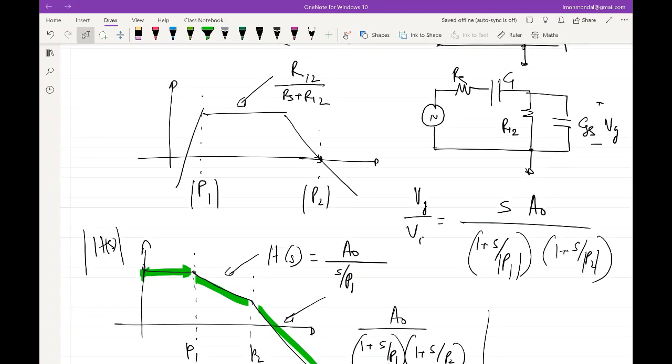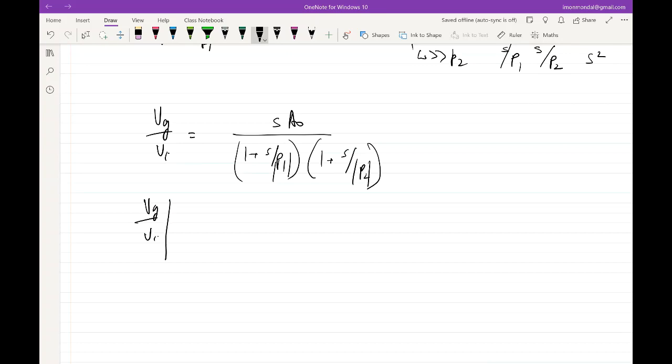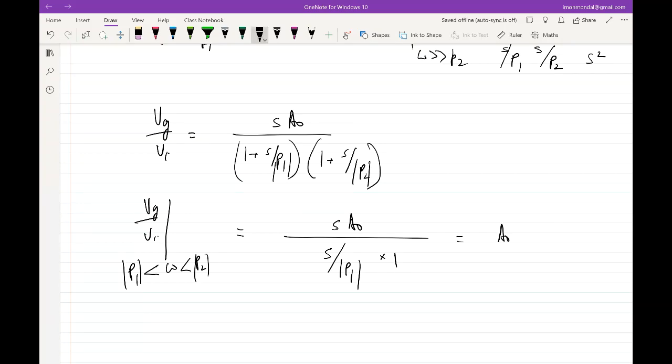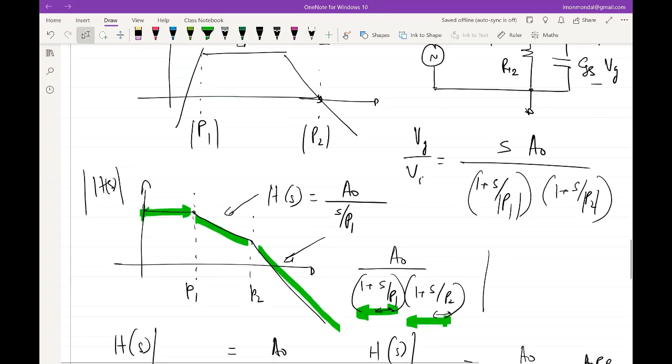So let me write it out again. Vg over Vi is S times A naught mod P2. So we want Vg over Vi for omega greater than P1, less than P2. Yes, so what should I do? Help me. Numerator will be? Yeah, S times A naught, and denominator will be? S times P1 times 2, times 1. So this essentially becomes A naught times P1. And A naught times P1 is supposed to be R12 by Rs plus R12, right? So this becomes.